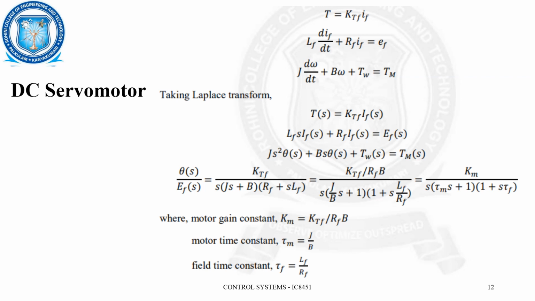Here we have three different constants: one is Km, one is tau 1, and the other is tau f, that is the field time constant. So we have the motor gain constant, the motor time constant, and the motor field time constant.